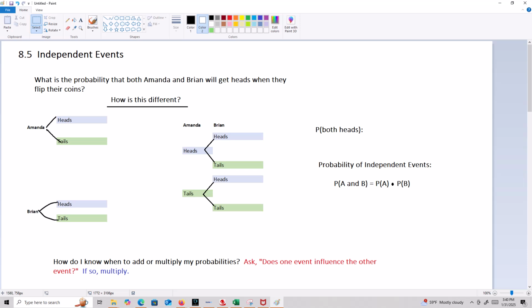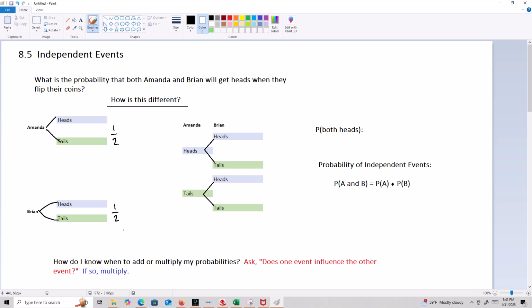So you have two events going on. Amanda's flipping her coin and Brian is flipping his coin. And those two events do not depend on each other. So they are independent events. Amanda's got her coin up here and her probability of getting heads is 1/2, 1 out of 2 chances. Brian's probability of getting heads is also 1/2.